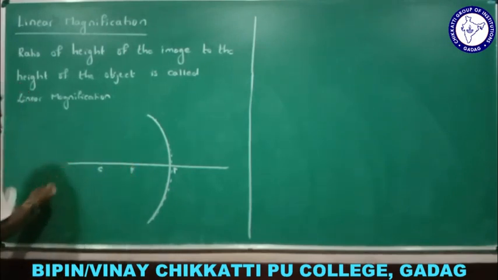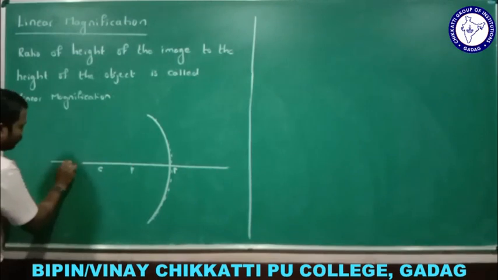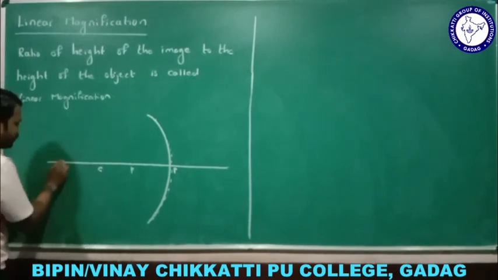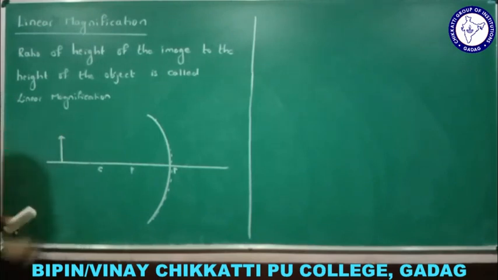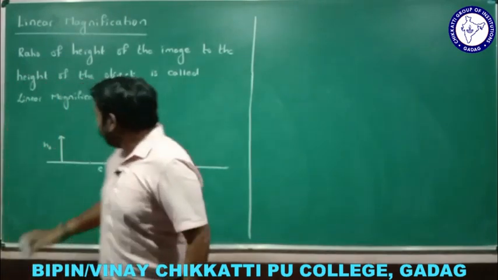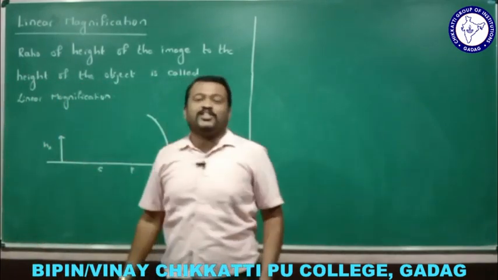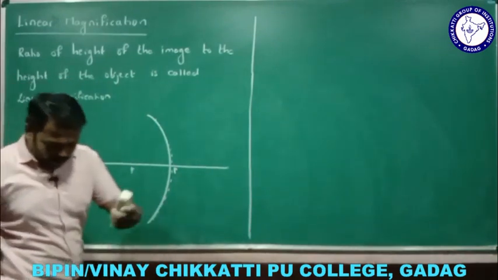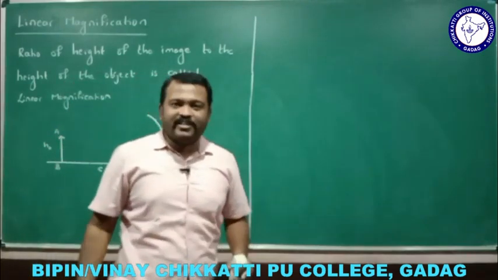Let me consider this is the object, on the principal axis. Let me consider the height of the object. Let HO be the height of the object. Let me take the object as AB. How to find the image? We have the rules. Let us use the rules and find the image of this object.